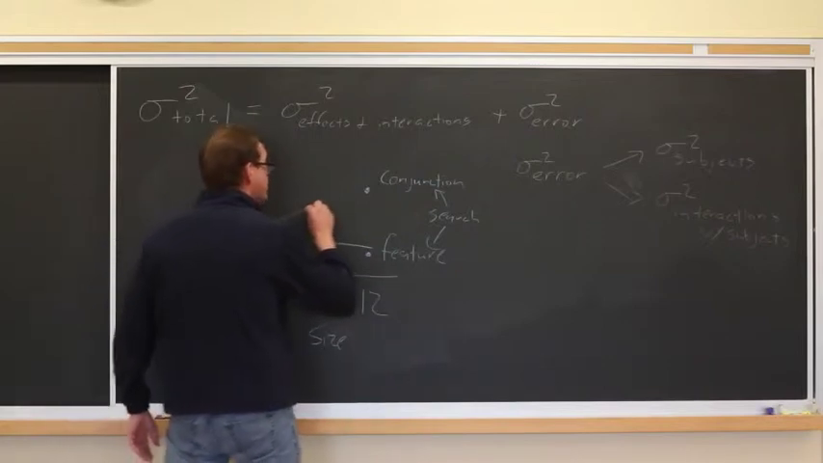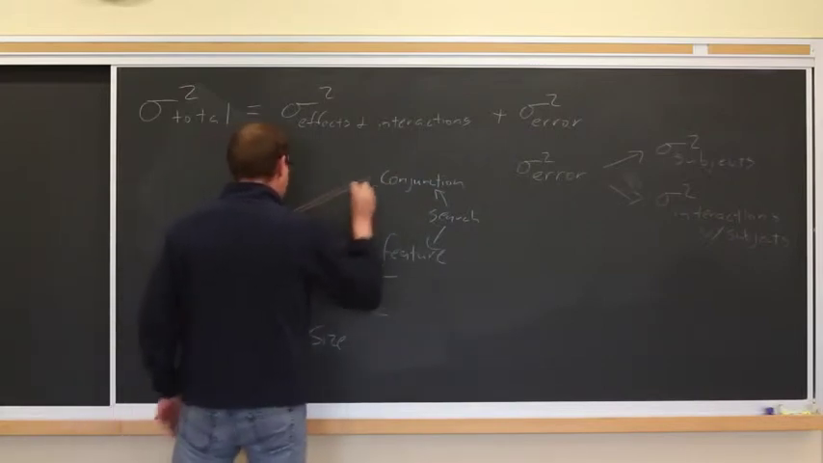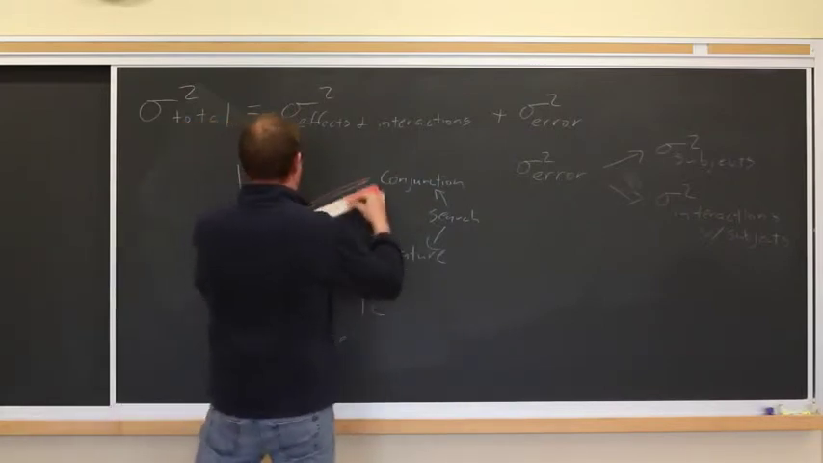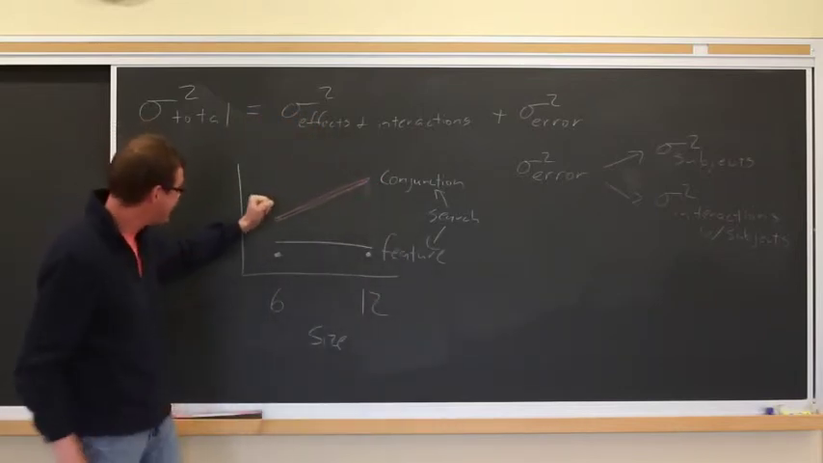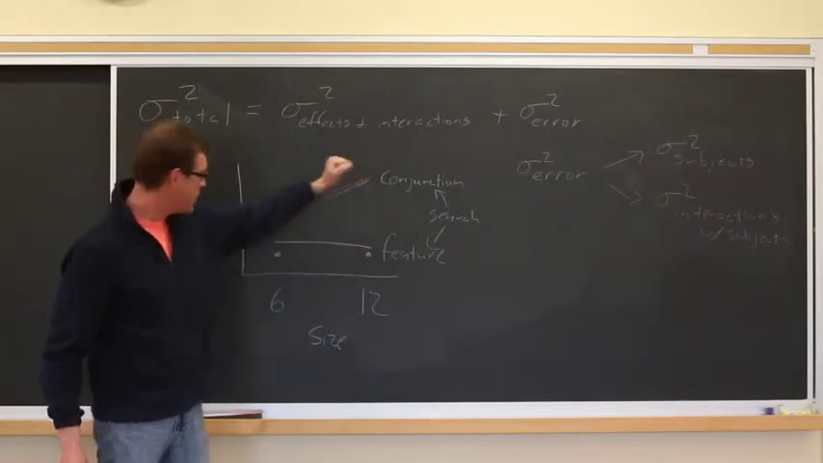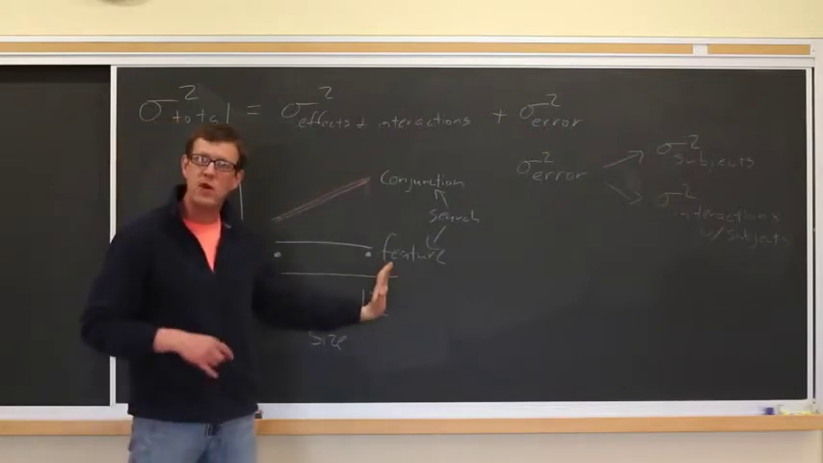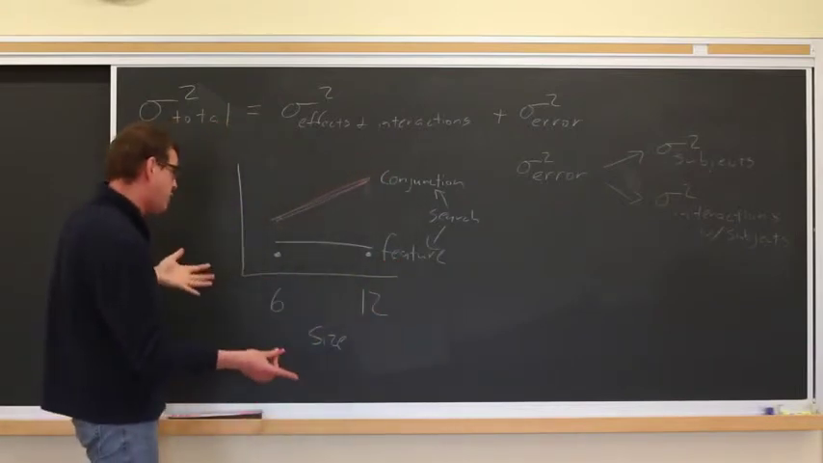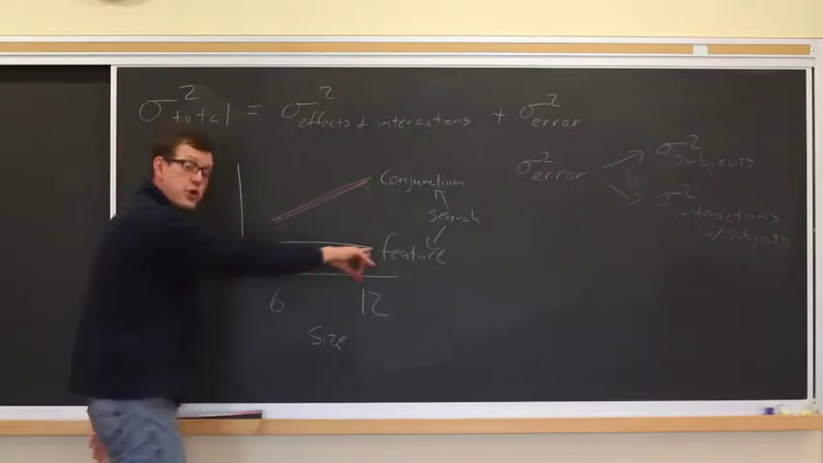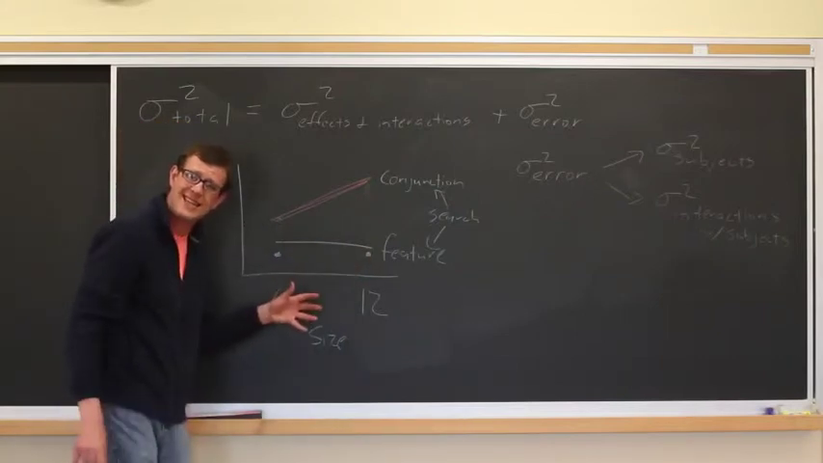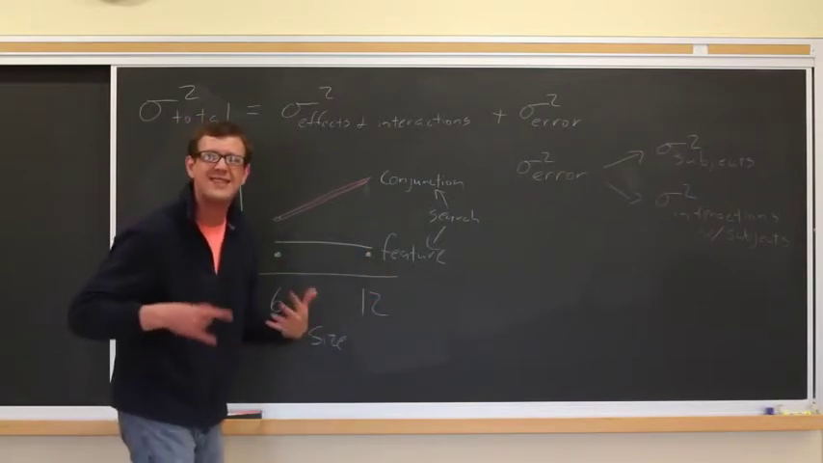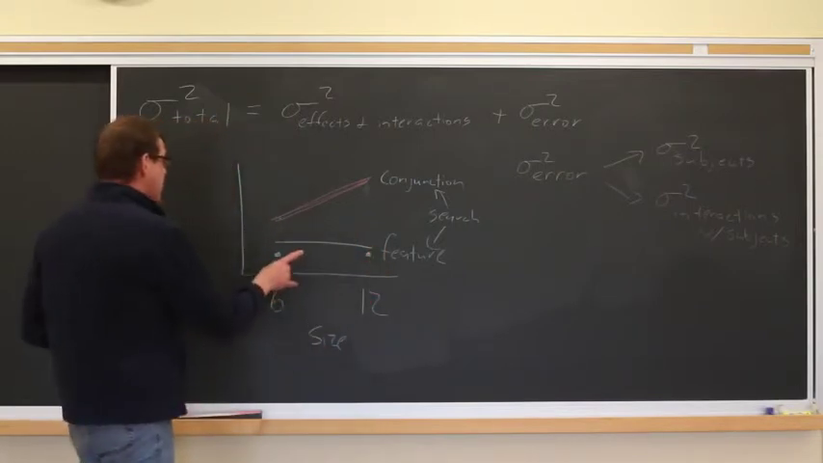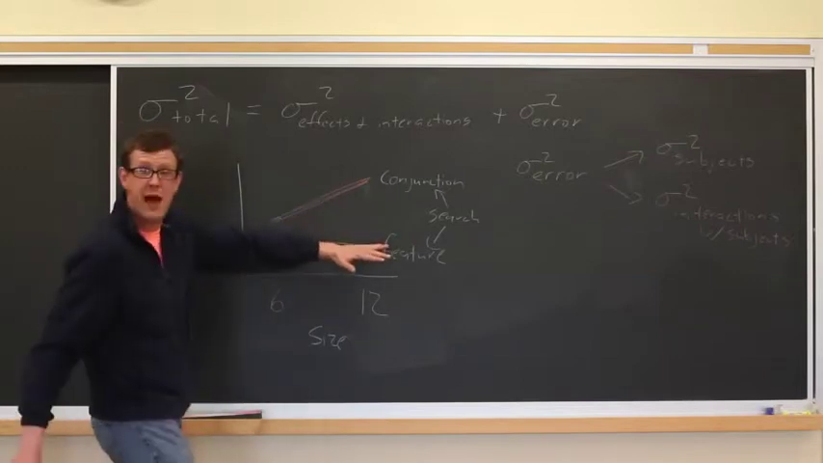So imagine that I have one group of people perform conjunction searches at set sizes 6 and 12. So this means that size is varying within subjects, right? I have another group of participants that are doing feature searches at both set size 6 and 12. So again, size is varying within subjects. However, this group is different from that one.